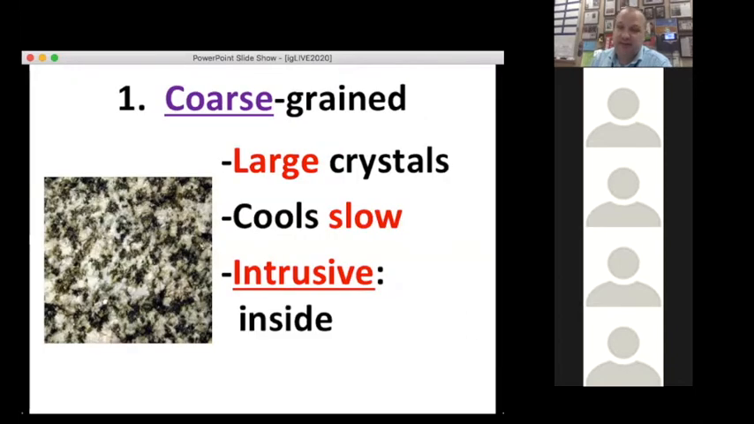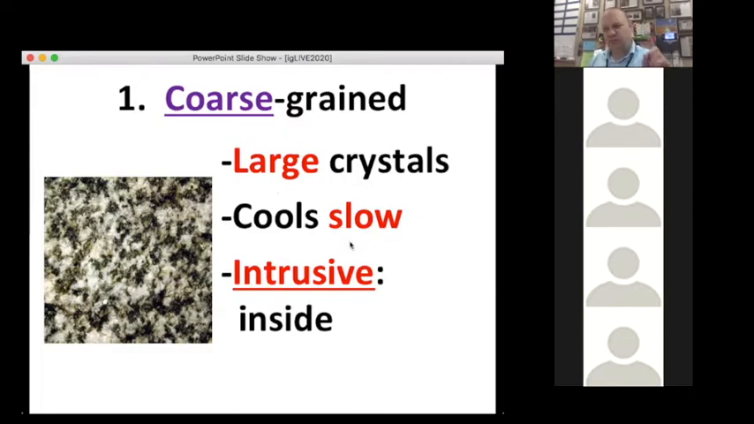Coarse. When we say coarse grained, grains are the pieces. So coarse means big, large. Big crystals. I can see black minerals, white minerals mixed together. To get big crystals, the magma has to cool really slow. It takes a long time for those crystals to grow big. So coarse rocks always cool slow.